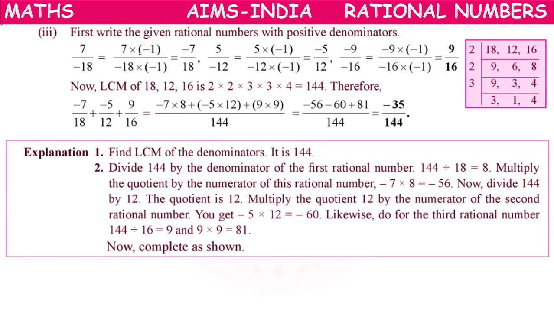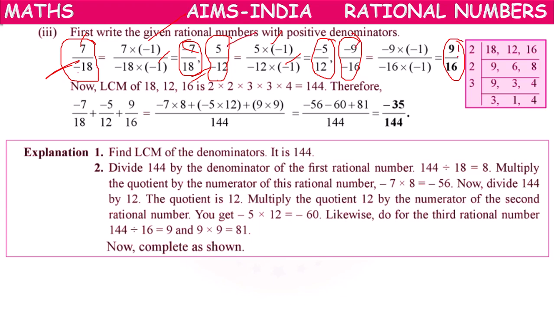Next one. So here 7 by minus 18, 5 by minus 12. Both of them are not in standard form, because the denominators are minus 18 and minus 12. To be written in standard form first, multiplied by minus 1 and minus 1, minus 7 by 18, minus 5 by 12. Minus 9 by 16 also, multiplied by minus 1 and minus 1, 9 by 16. So the given 3 rational numbers are turned into standard form.